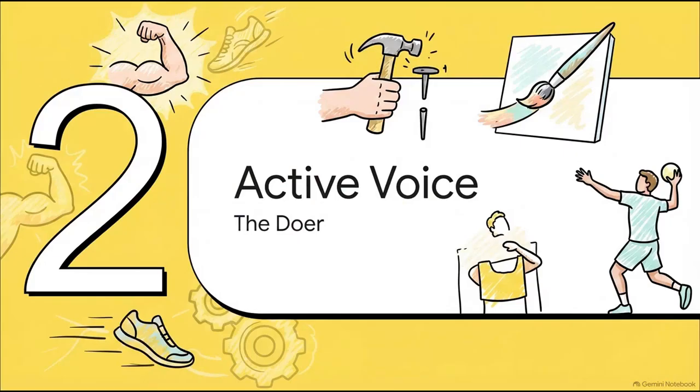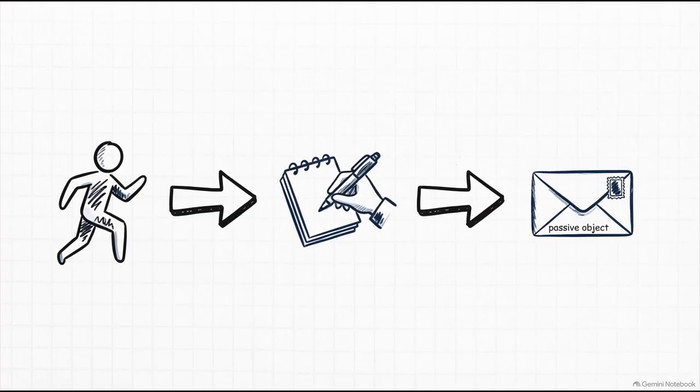Moving right along to section 2, active voice, also known as the doer. Let's start with the most common and direct engine type, where the spotlight is entirely on the doer. In the active voice, the subject performs the action. The mechanical structure here is brilliantly simple. It's just subject plus verb plus object. Bam, bam, bam.